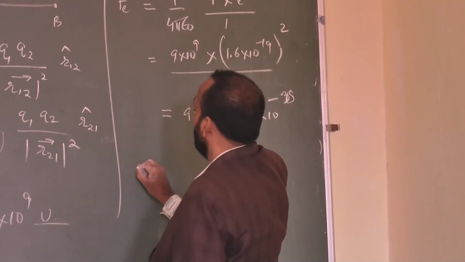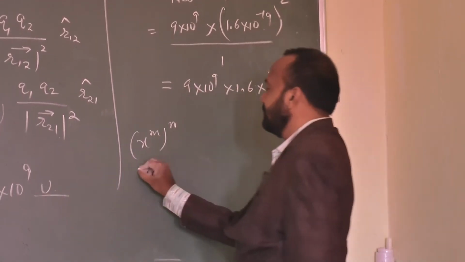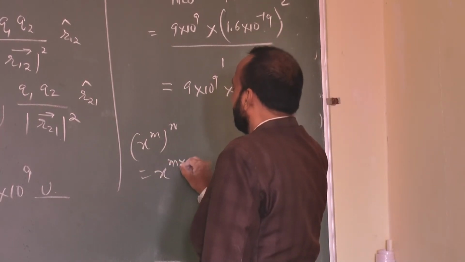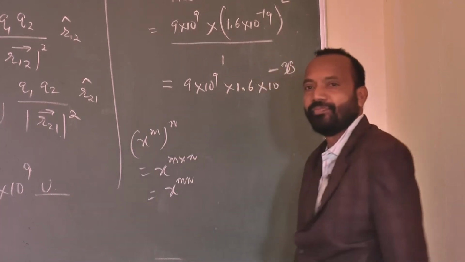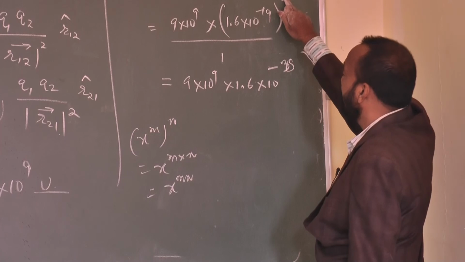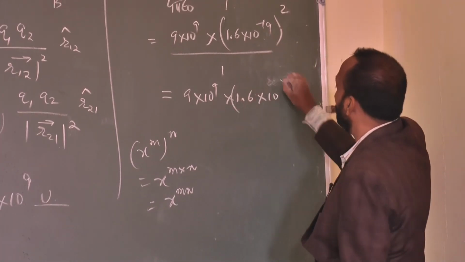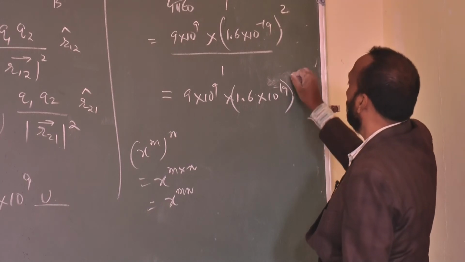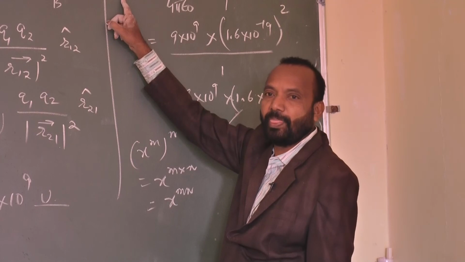Not minus 19 plus 2, it is multiplied. Like x to the power m, whole to the power n, this is x to the power m into n. So here 10 to the power minus 19 whole square, how much will I get? This much, 1.6 into 10 to the power minus 19 whole square. This is the value I will get in the case of electrostatic force.